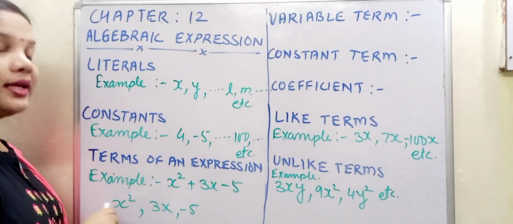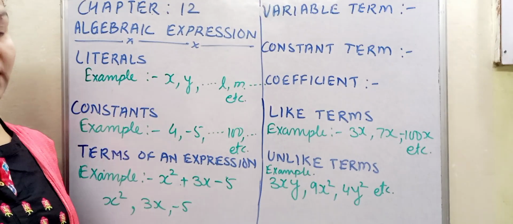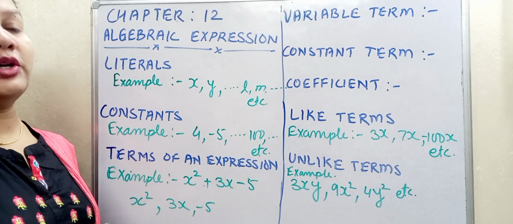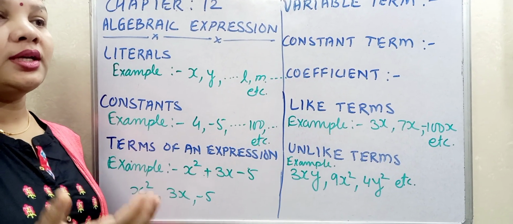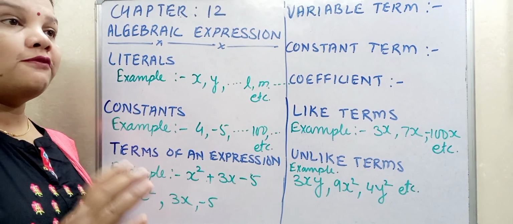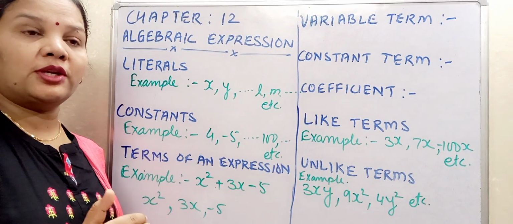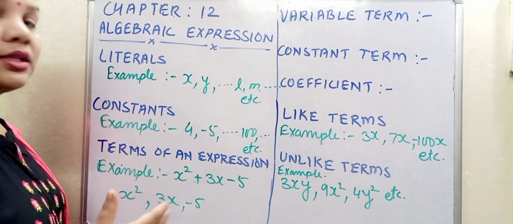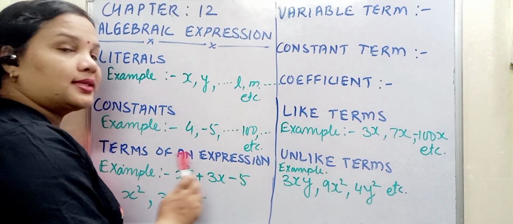Okay, now next is a very important thing. What is it? It is the terms of an expression. What is a term? Any algebraic expression is made up of different elements, and these elements are separated by plus or minus signs. So if we are using plus and minus signs, then in this algebraic expression each element is known as a term. Suppose I am giving you an example. Here the example is x squared plus 3x minus 5.